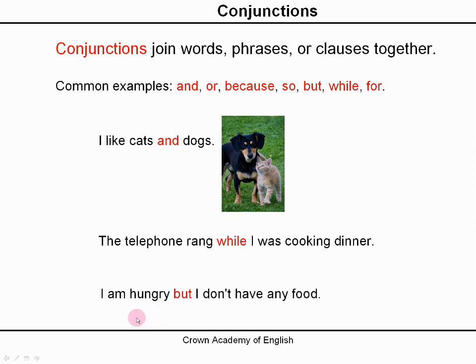I am hungry, but I don't have any food. Again, we have two clauses or parts of the sentence. I am hungry, I don't have any food. And both of these ideas are related, so we want to join them together with the conjunction but.